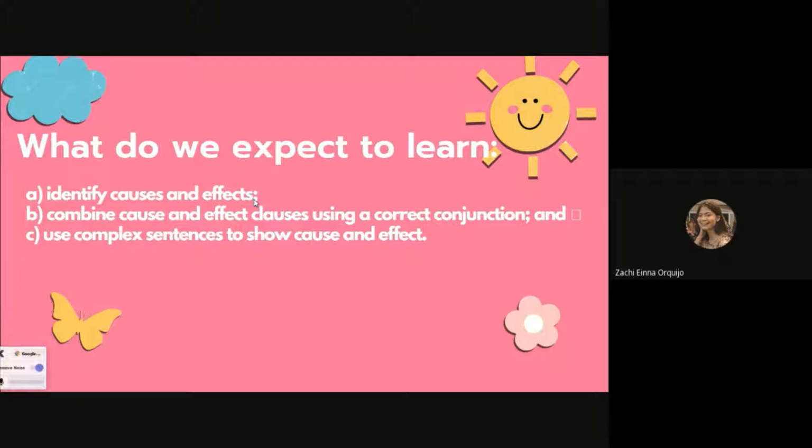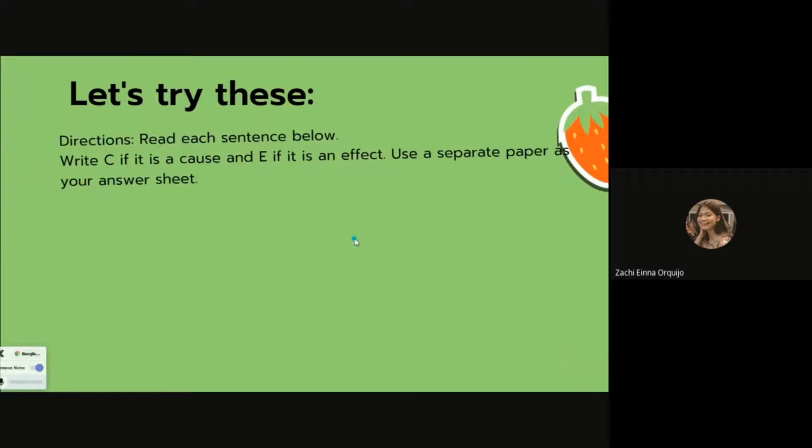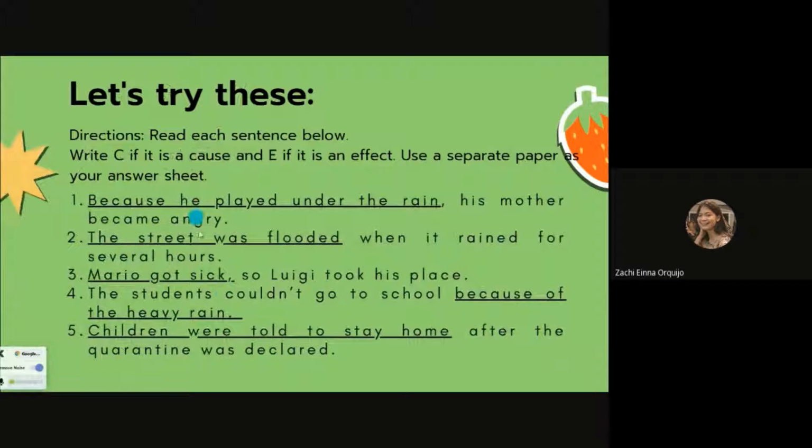Now we have a lot of example sentences that have causes and effects. So later we will have that. Also, you need to combine cause and effect clauses using a correct conjunction. So later you will know the conjunctions to be used in combining cause and effect clauses. And lastly, you will also use complex sentences to show cause and effect. So let's try these sentences first.